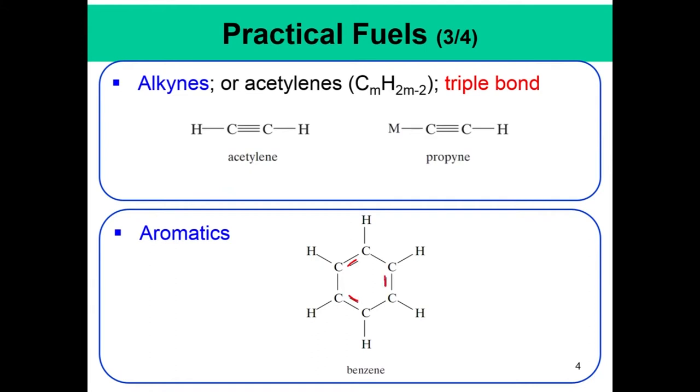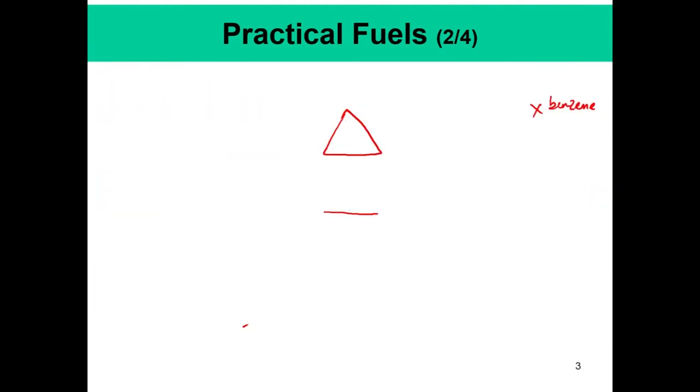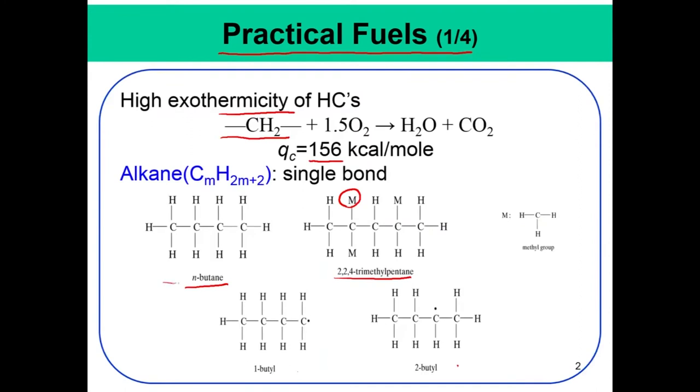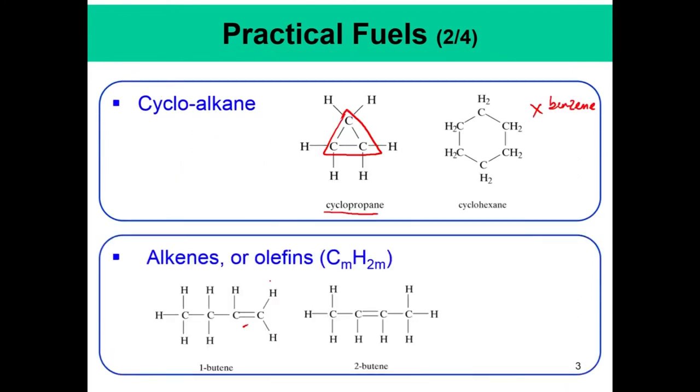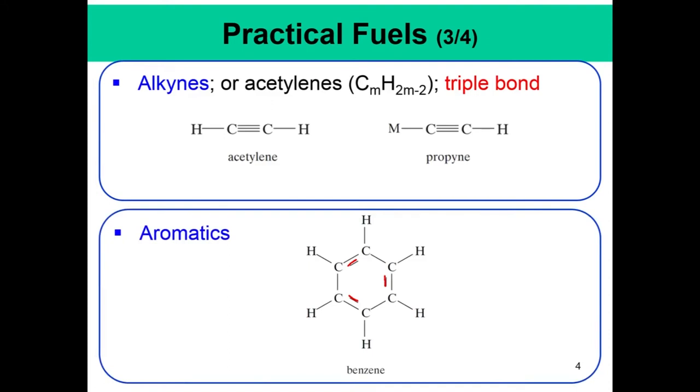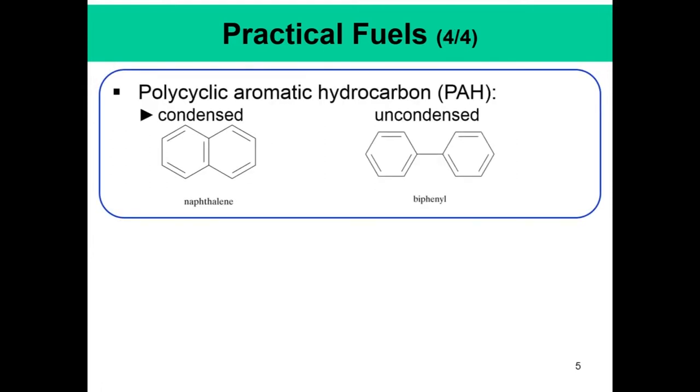Now, we will soon realize that even if you start with simple molecules like alkanes, like n-butane, because of the complexity of the reactions, different species and different radicals will be formed, and in some cases aromatics will be formed. And when we go into soot chemistry, the formation of soot, you will see that these aromatics play a very important role in the soot chemistry. Okay.